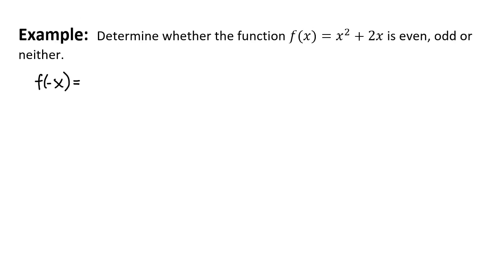In our final example, we want to determine whether the function f of x equals x squared plus 2x is even, odd, or neither. So I'm going to plug in negative x squared plus 2 times negative x. So that's going to give me x squared minus 2x. Now that certainly does not equal the function I started out with, f of x. So this is not an even function.